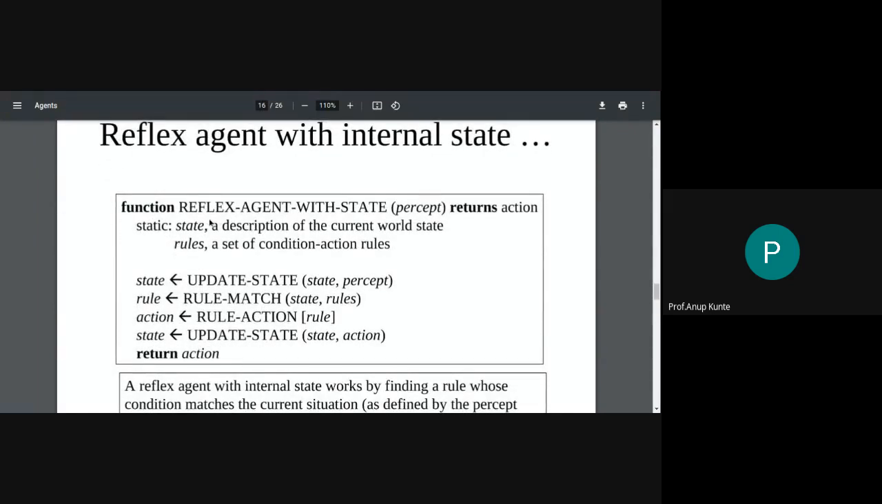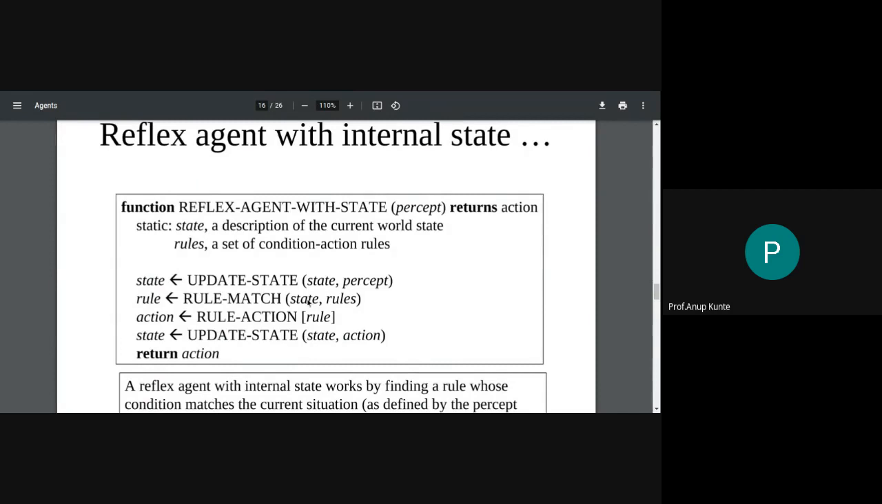So state is there as a description of the current state of the world. And this is a static variable. So you are remembering this across two calls to the function, which is the reflex agent with state or model based reflex agent. Okay, so पहला percept आएगा, मैं state variable build करूंगा. Second percept आएगा, मेरा previous state वाला value मेरे पास रहेगा. Okay, and I can use it to update the state. So I will be updating the state based on the previous state value and current percept to get the new state.